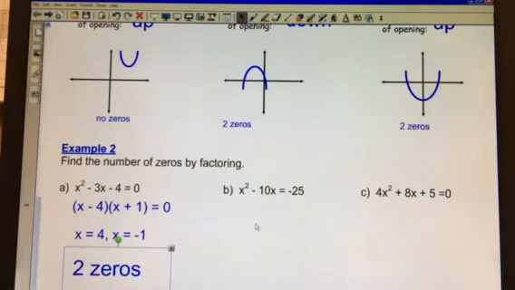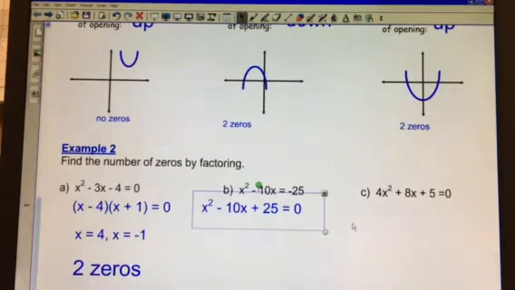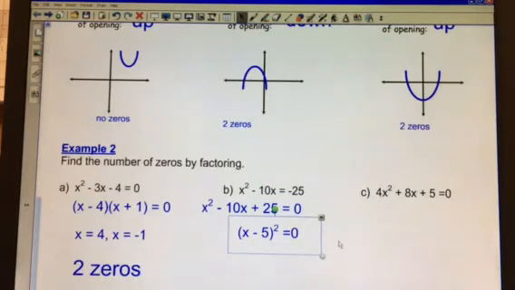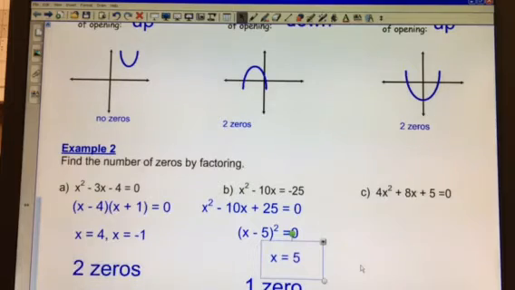In example B, your quadratic function has a left side and a right side. From yesterday's lesson, you know that in order to solve a quadratic function or find the zeros, you need to make one side equal to 0 first. So we will rearrange the equation. It turns into a trinomial. Product and sum, or patterning, tells us that this is actually a perfect square trinomial. So it turns into (x minus 5) squared equals 0, which means there will be 1 zero only in this problem.